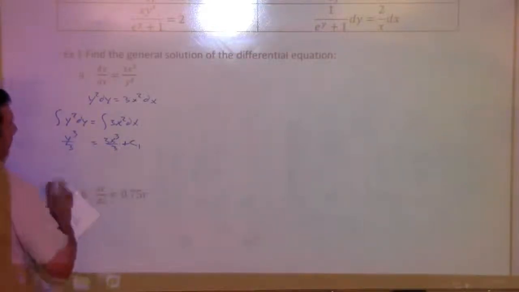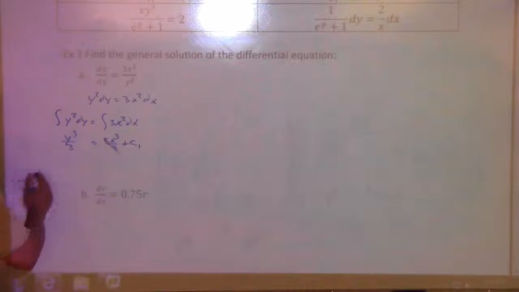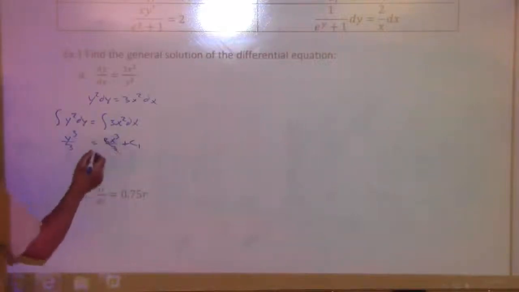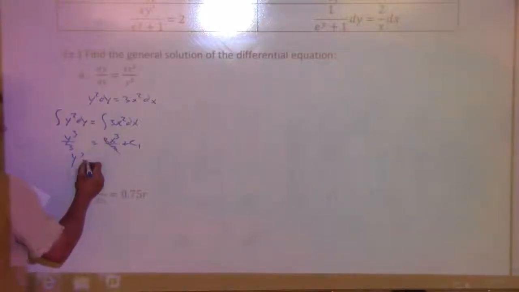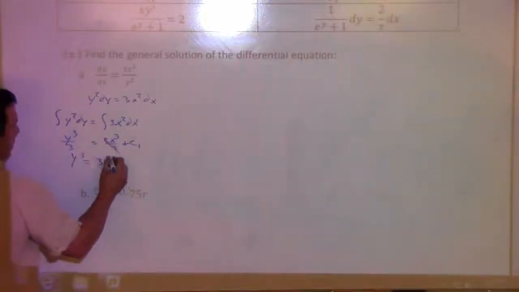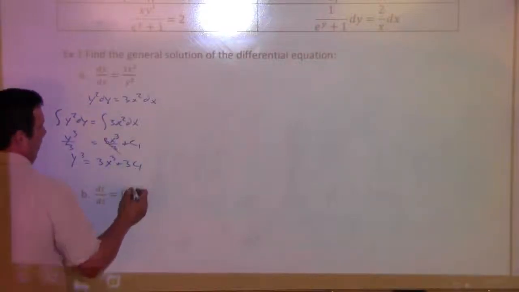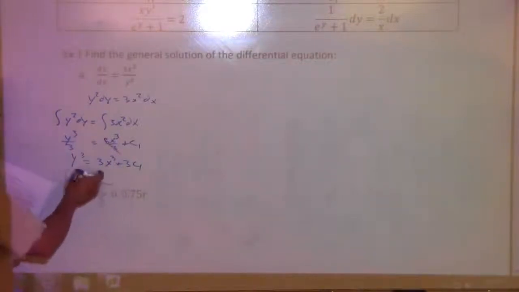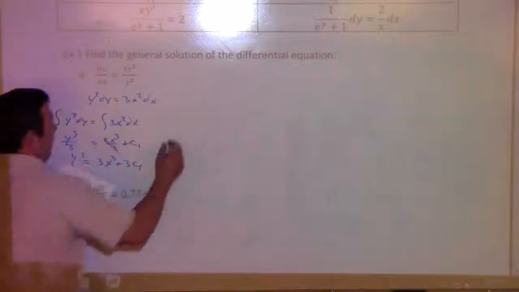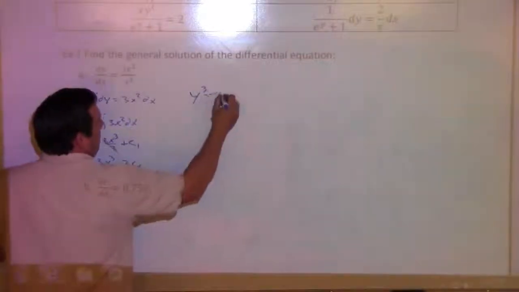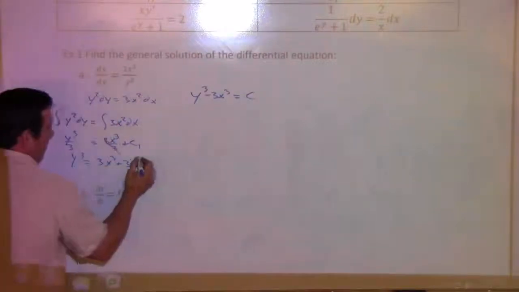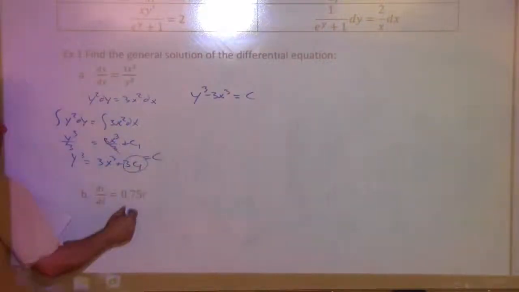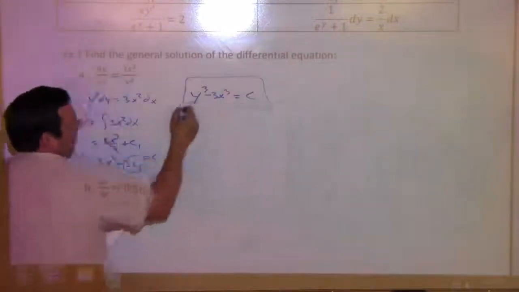I'm going to call that c1. If I multiply both sides by 3, y cubed equals 3x cubed plus 3c1. If I bring the x and the y over to one side, y cubed minus 3x cubed equals, let's call it c. So we'll call this part just some constant c. And there you go.